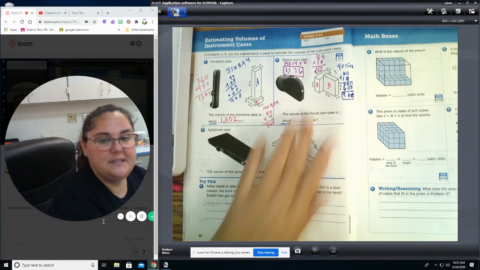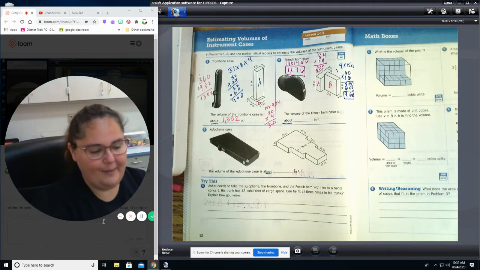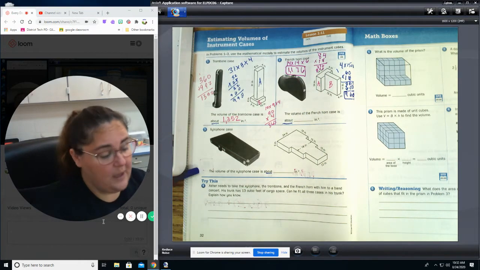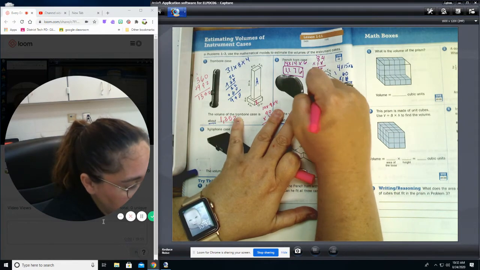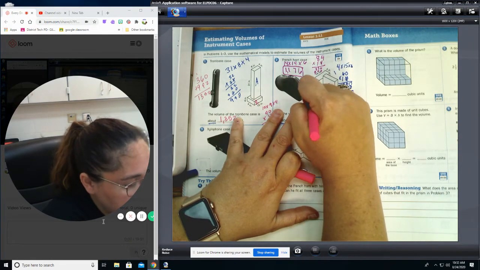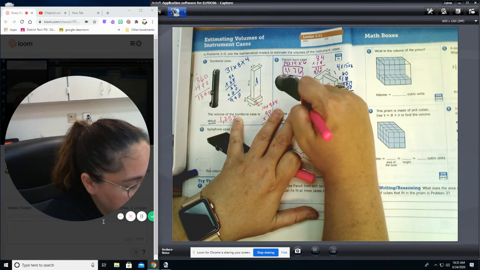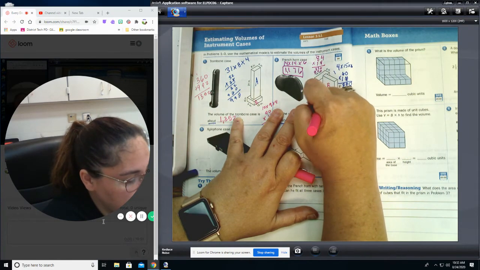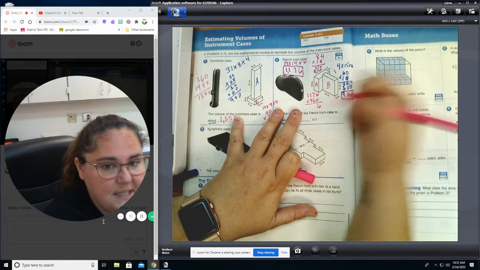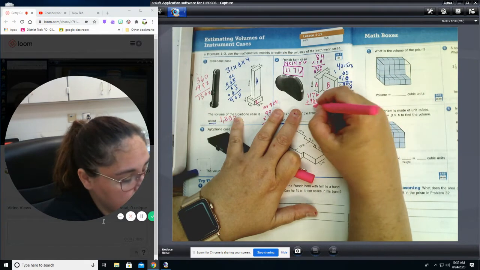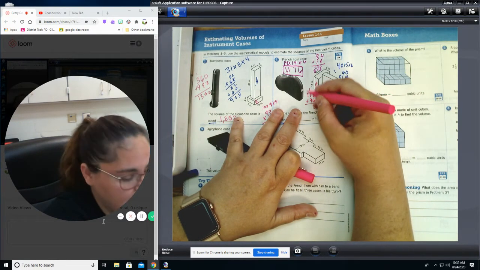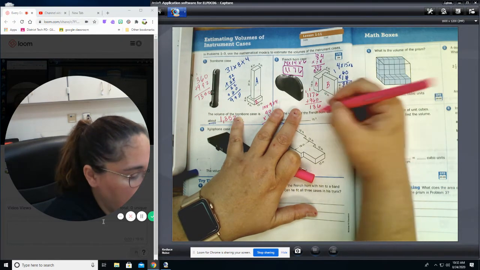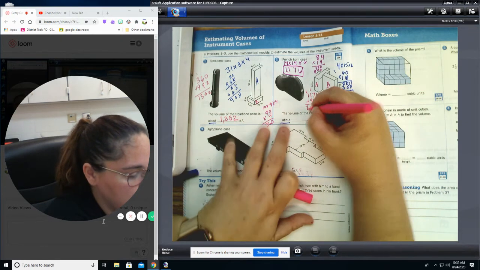960 cubic units. And now I get to find the answer by adding them together. So now I'm actually going to add 1,176 plus 960. 6 plus 0. 7 plus 6. 9 plus 1 plus 1. And 1 plus 1 is 2.